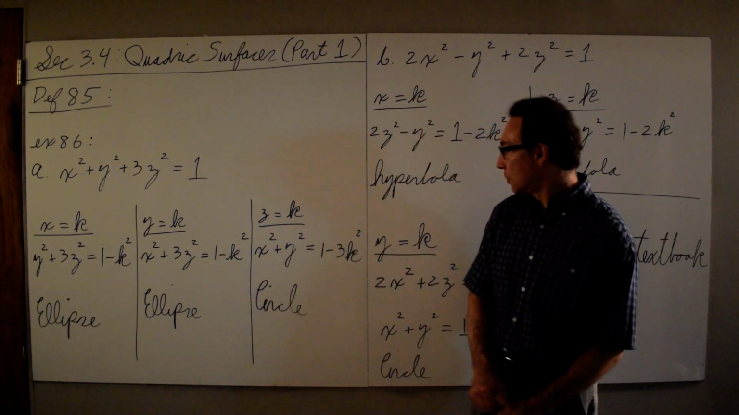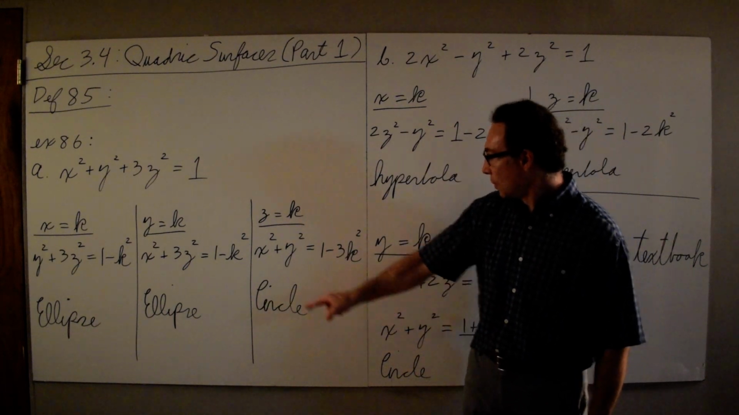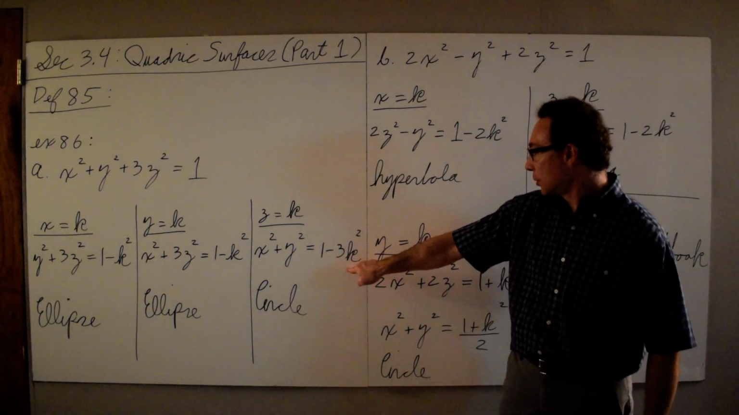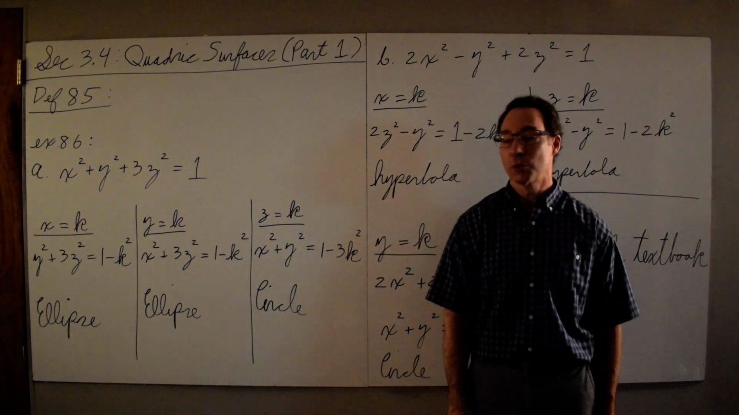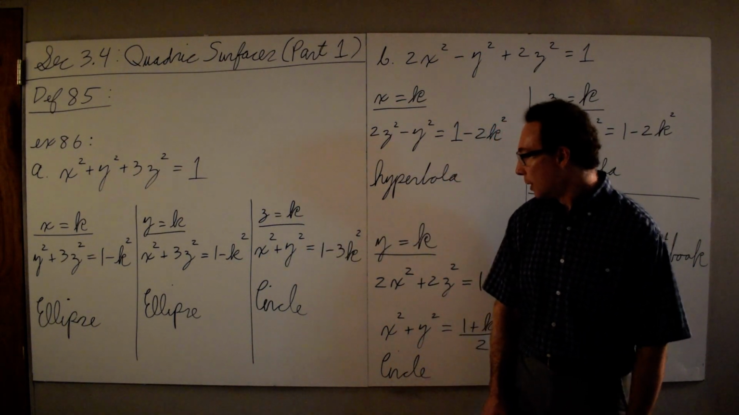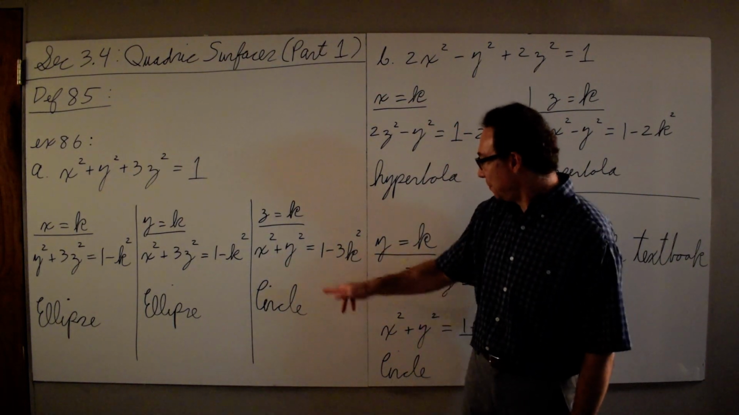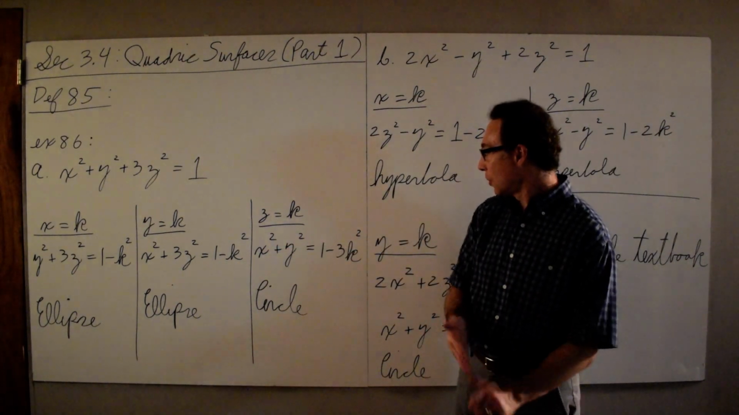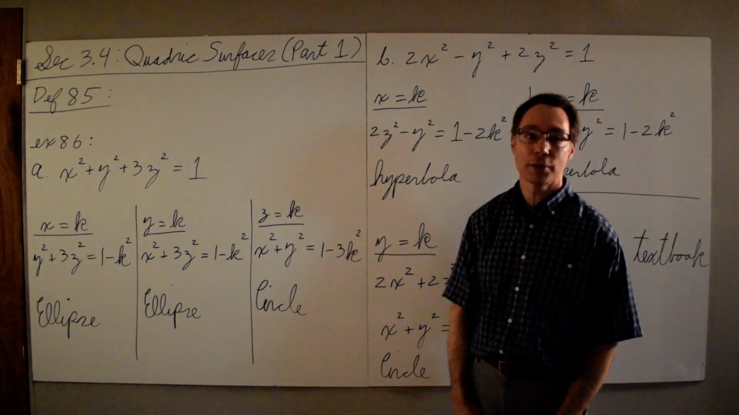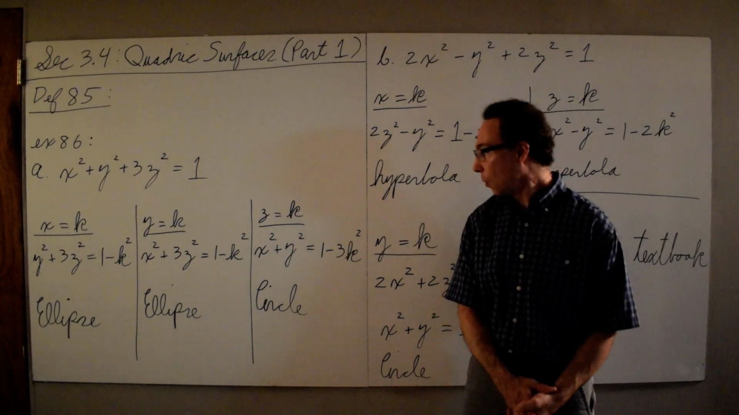Finally, what happens when z is equal to k? We have x squared plus y squared equal to 1 minus 3k squared. Because these coefficients are equal, we have a circle. And so in the xy plane, or a plane actually parallel to the xy plane, we have a circle. So this is what a cross section looks like at z equal to k. You take this cross section and you have a circle.